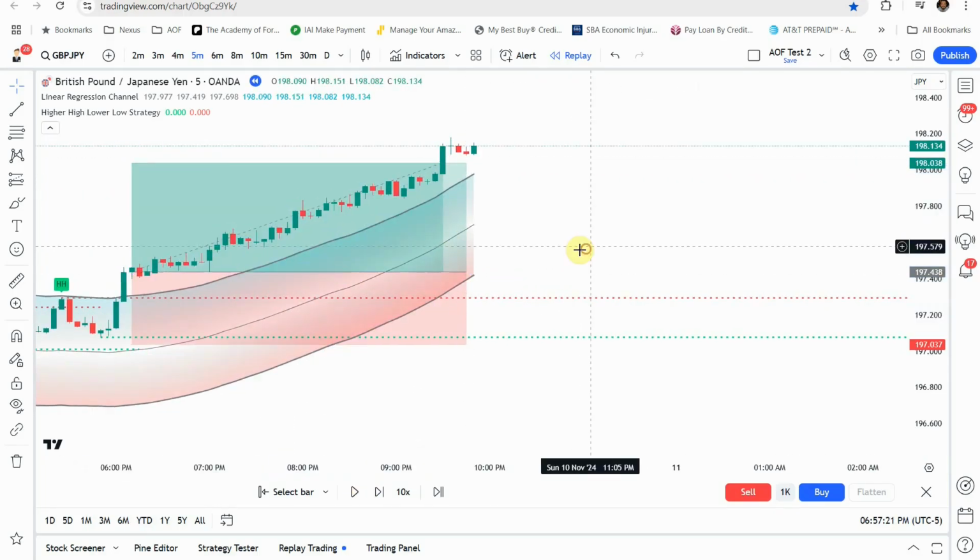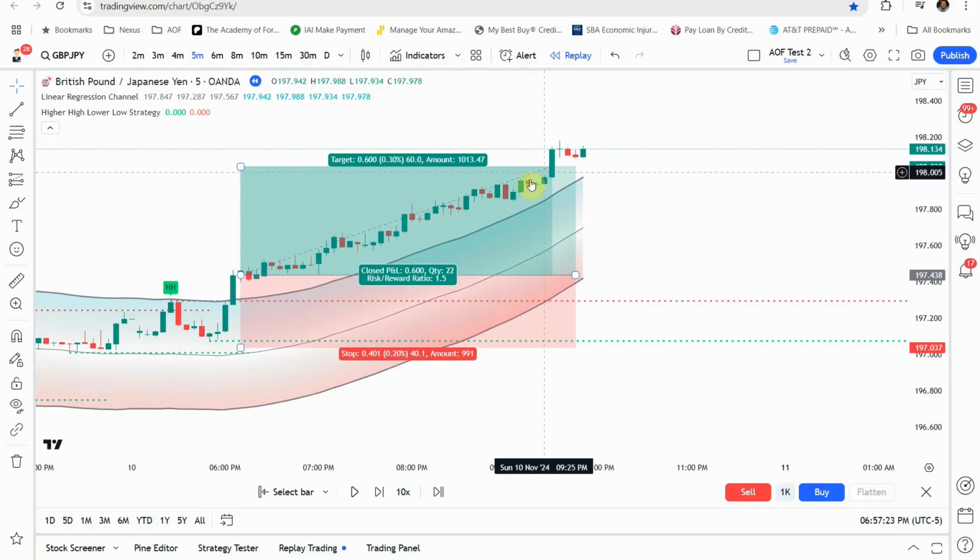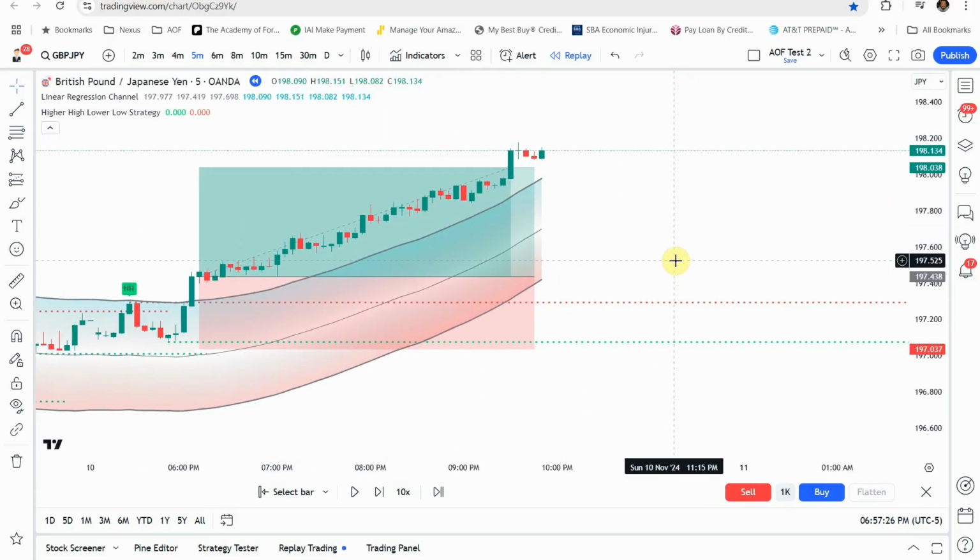Alright, so this one just makes a nice steady climb to the upside, getting us to our take profit once again. Alright, so that puts us at the end of the testing right there.